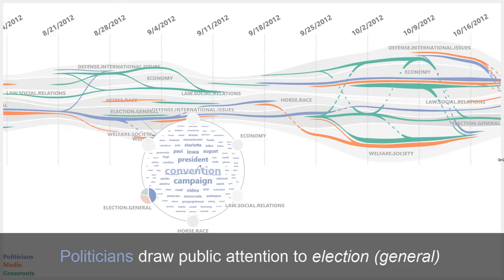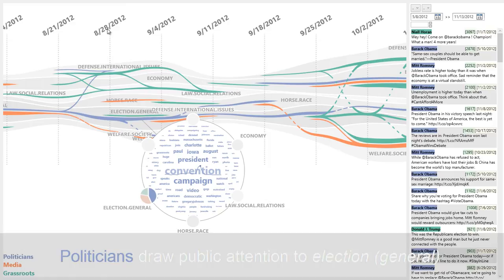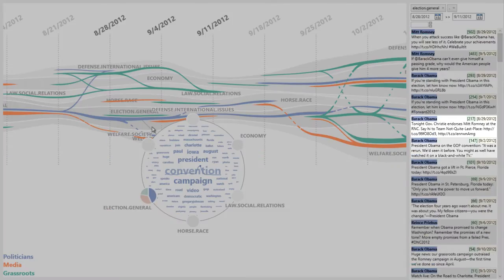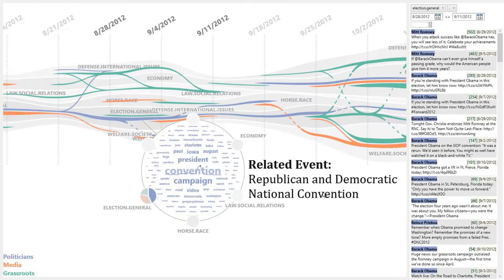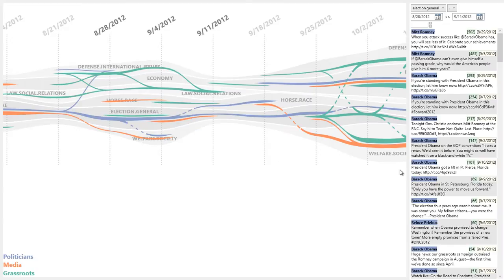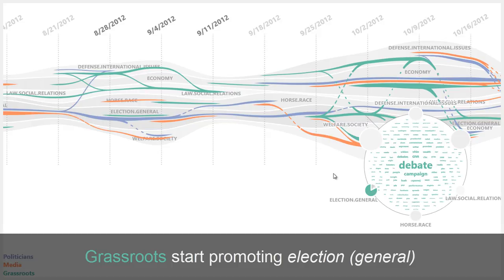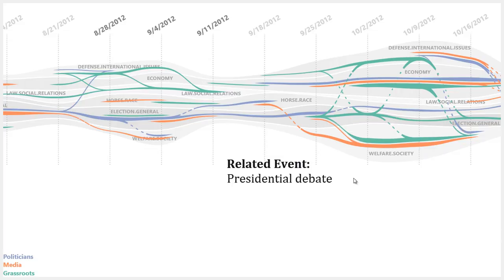By taking a look at the tweets, we can surmise that the events related to this recruitment effect were the Democratic and Republican national conventions, both taking place during that time. The green line in this figure shows that during the time around October 2nd, the grassroots started to play a major role in recruiting public attention to the topic of general election. The word cloud indicates that this is likely related to the presidential debates.